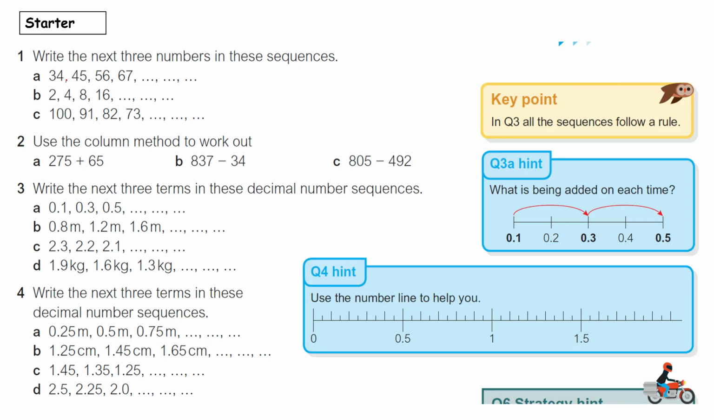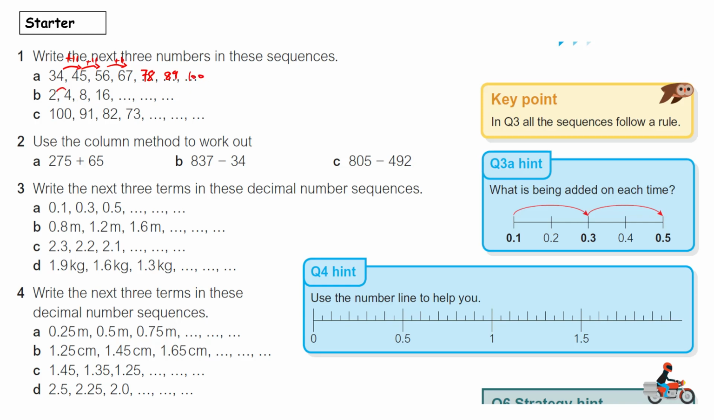What's happening in 1A? It's going up in 11s. So plus 11, plus 11, plus 11. So if we add 11 to 67, what do we get? We should have 78. Add 11, 100. Mark and correct your work.